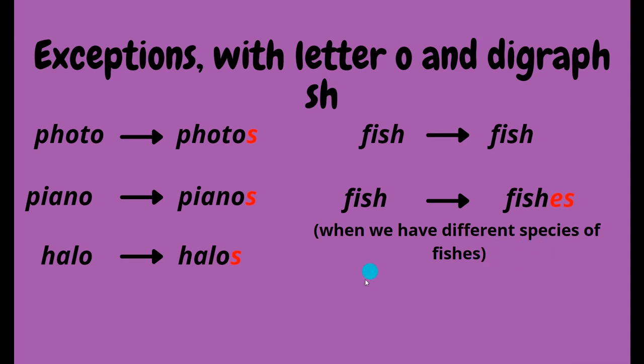If I say the fisherman has caught so many different fishes like salmon, tuna, kingfish, sherry, these are different species of fishes. When we are talking about different kinds of fishes, we add es with fish. And when we are talking about the same kind of fish, like so many salmon fish, so many tuna fish, we will say simply fish. We will not add s or es with this. So this is an important point to remember. Okay?